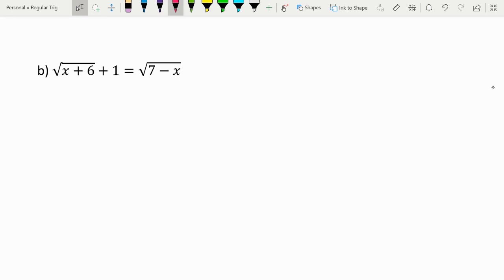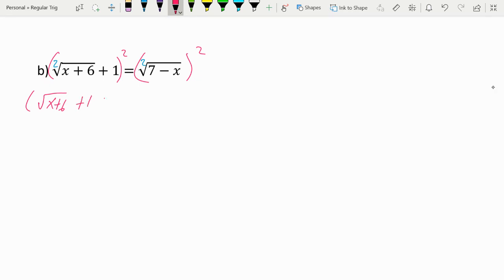All right. So again, keeping in mind, there's a 2 sitting there. So what am I going to do? I'm going to raise both sides to the second power. Okay? So then I have the square root of x plus 6.